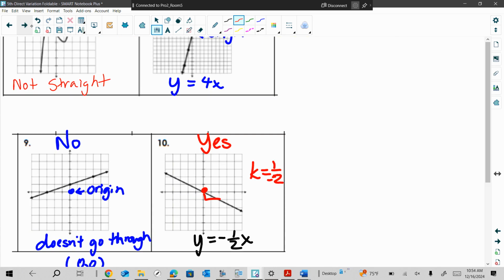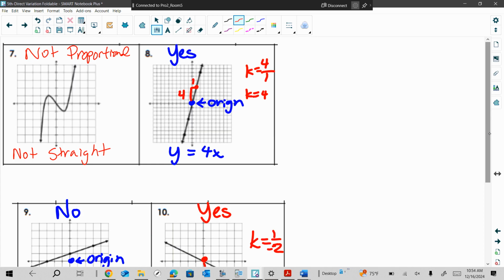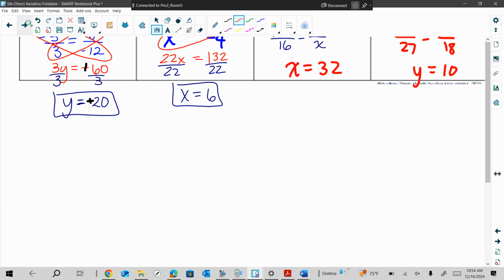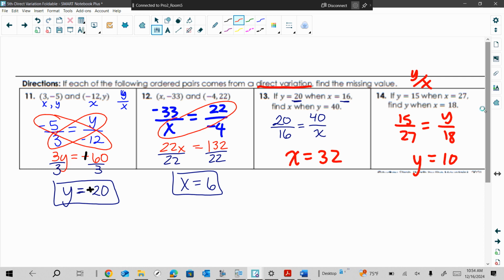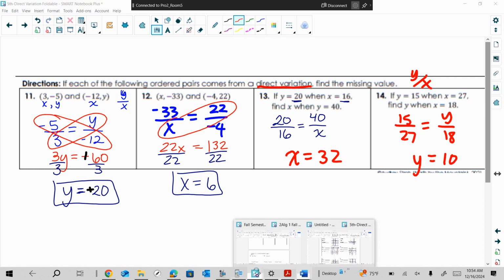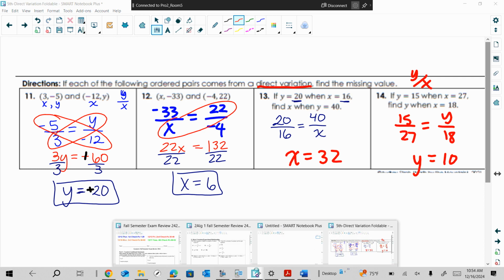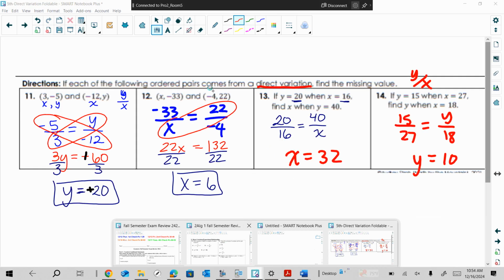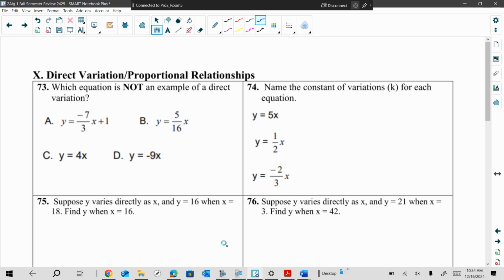All right, so refer to your notes if you're not too sure. I asked you to do it from the table. We asked you to look at the graph to see if it's direct variation or not. If you followed your quizzes, then you should be able to complete our last section. So on this first one, which equation is not a direct variation?